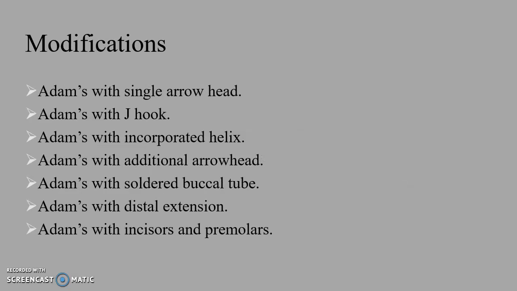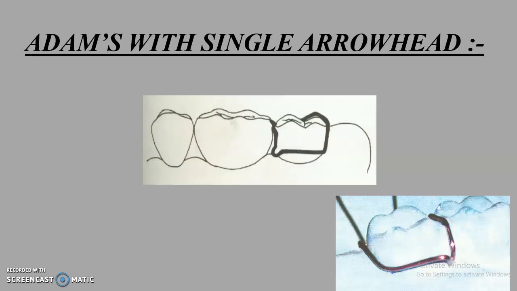There are certain modifications for an Adams clasp. These are the modifications: Adams with single arrowhead, Adams with J hook, with incorporated helix, with additional arrowhead, with soldered buccal tube, with distal extension, and with incisors, that is Adams for incisors and premolars. So these are the 7 modifications of the Adams clasp. We'll see pictures of all these modifications.